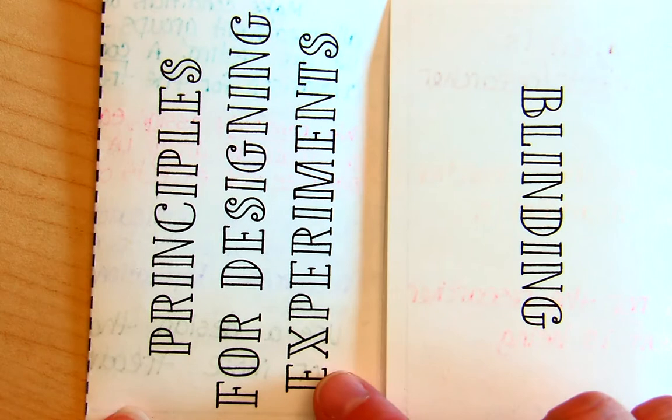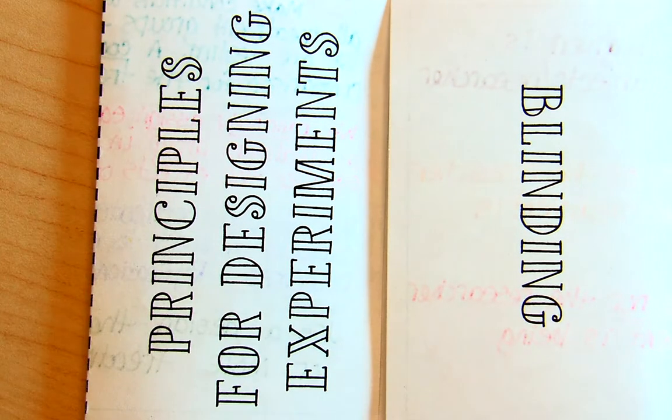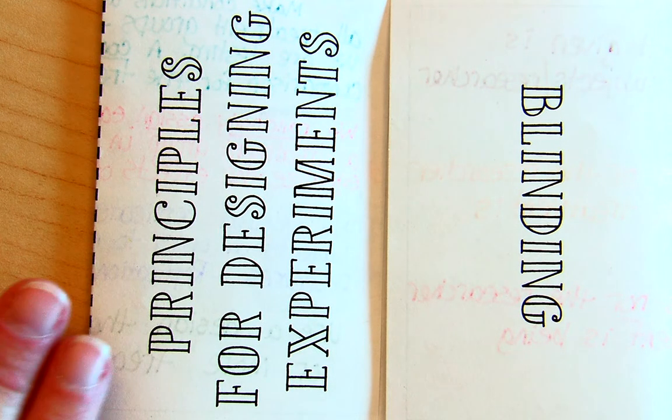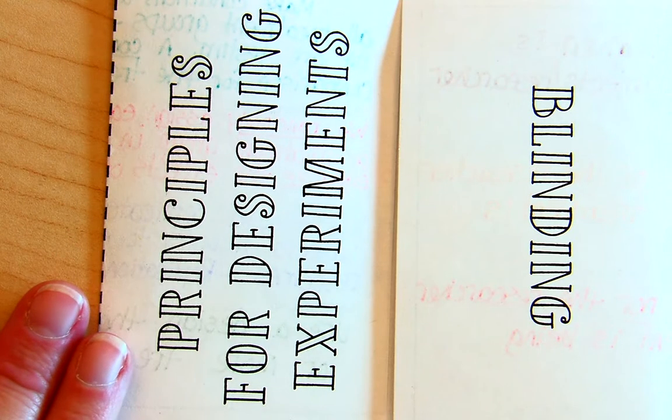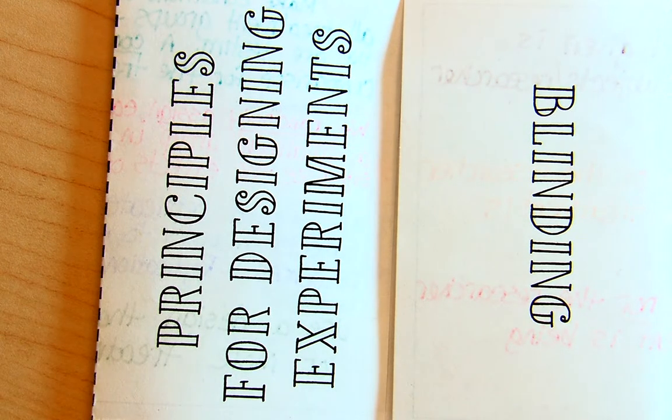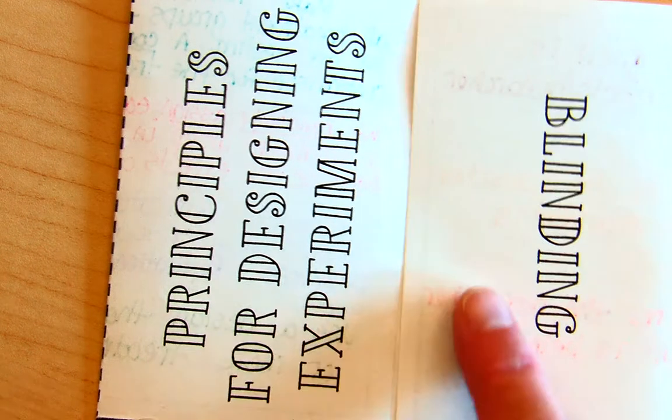So we're going to start up here with principles for designing experiments. There are certain things, when you design an experiment, you have to include. That's what we're going to talk about here, the principles for designing experiments. Tomorrow we're going to look at the method of assigning, but today we're just going to look at some terminology, things you need to know, things that are required in an experiment. So principles for designing experiments.